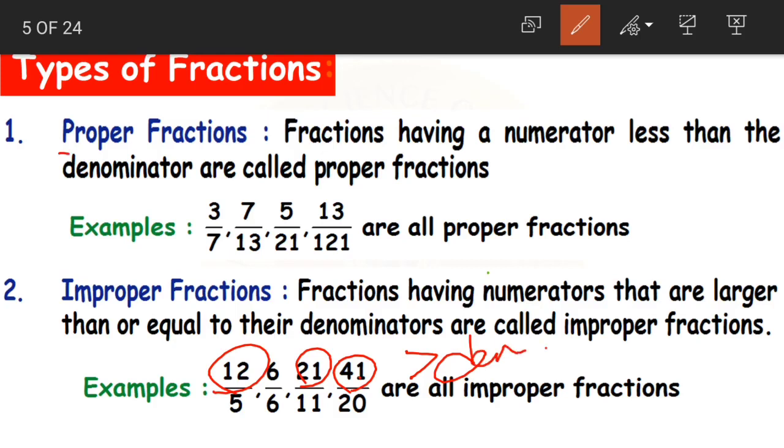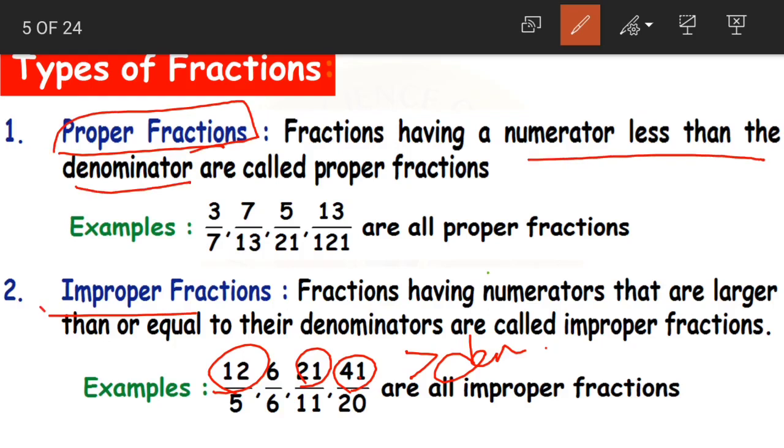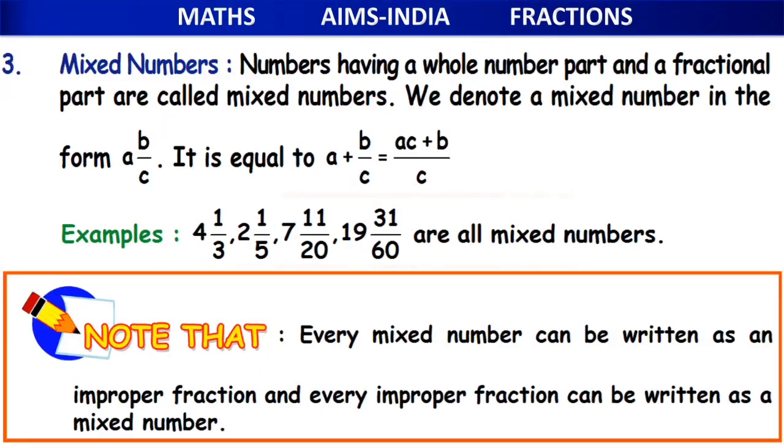Yes, students, what did we learn here? We learnt about proper and improper fractions. In proper fractions, numerator is less than the denominator, and in improper fractions, numerators are larger than or equal to their denominators. Clear? Moving on to the next type of fractions. Number 3 is mixed numbers.